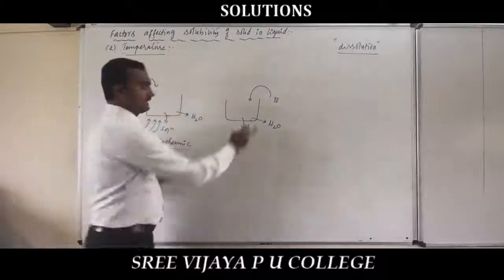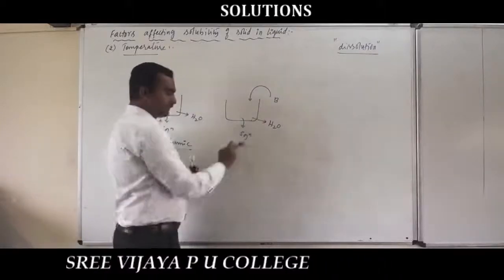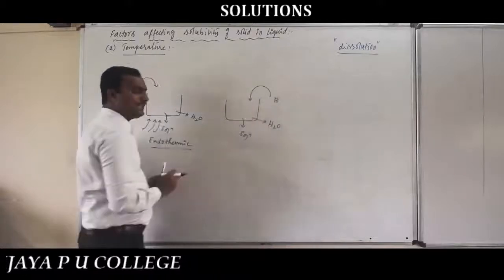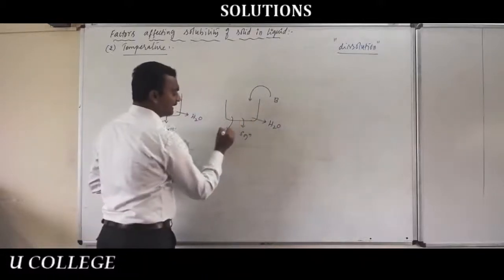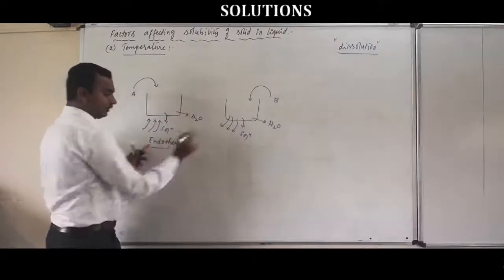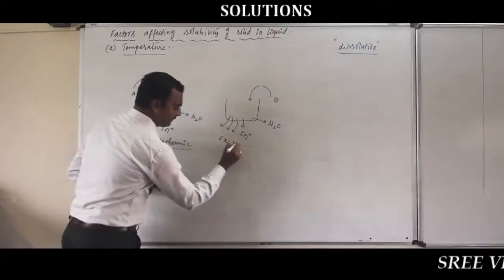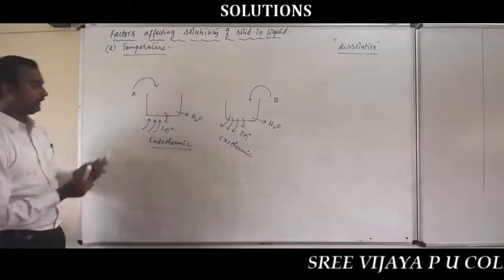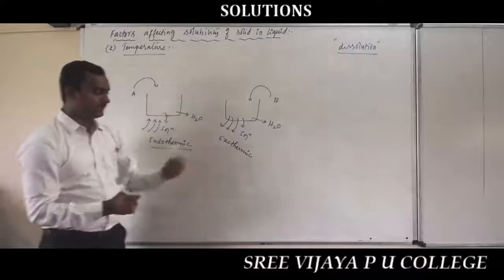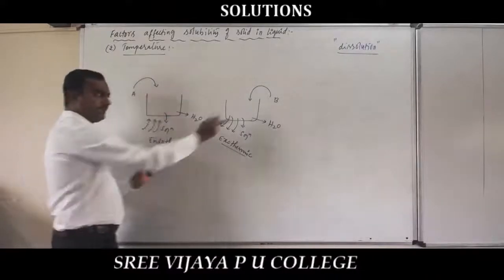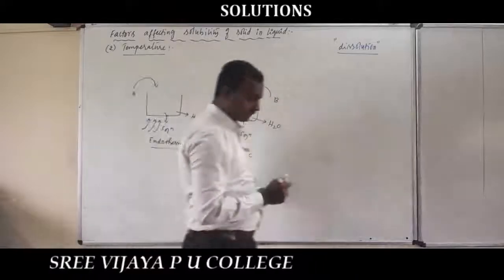In the second case, B is soluble in water and forms a solution, but during the dissolving of B in water, heat is liberated. Just for explanation, the dissolution process is taken as exothermic. So the first case is endothermic dissolution and the second case is exothermic dissolution.